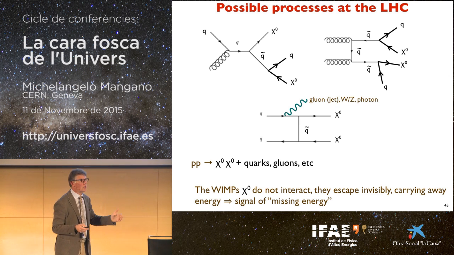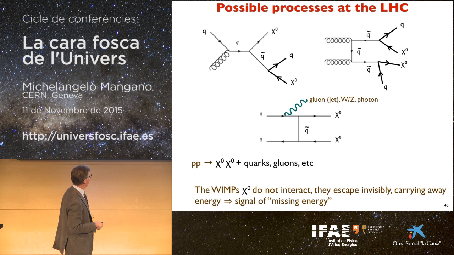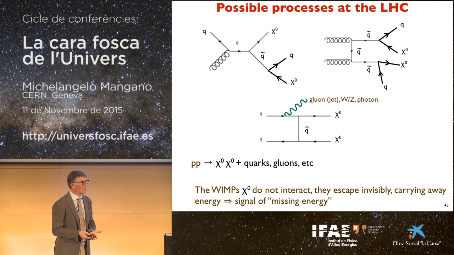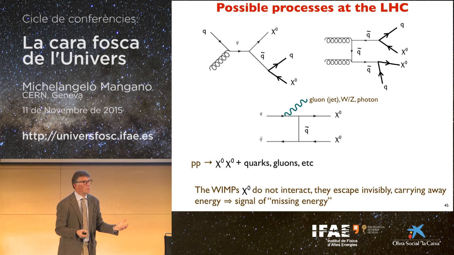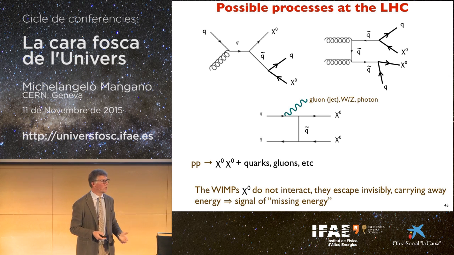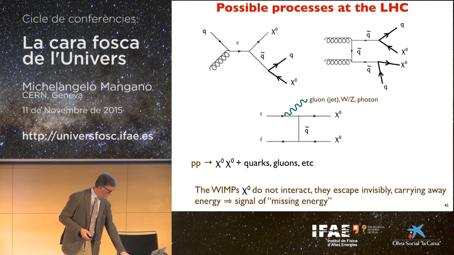And by going away, it would leave what we call a missing energy signal. We know how much energy we put into the system. If some of this energy goes away without us measuring it, it means that something must have escaped. And something that has escaped has the properties of being dark matter.